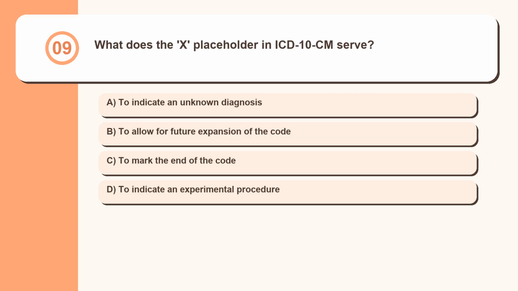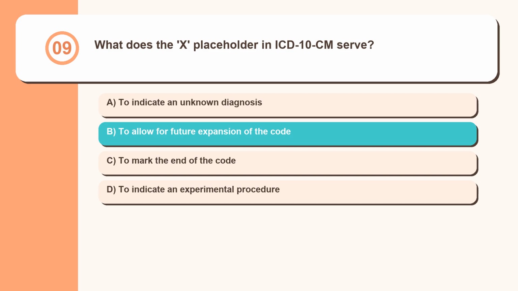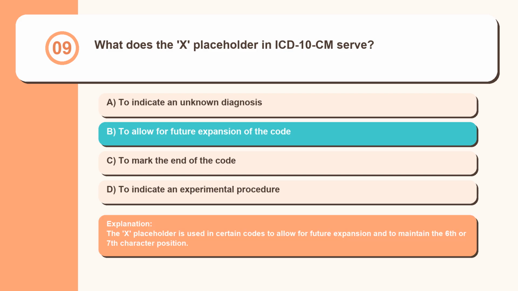Question 9. What does the X placeholder in ICD-10-CM serve? To indicate an unknown diagnosis, to allow for future expansion of the code, to mark the end of the code, to indicate an experimental procedure. The X placeholder is used in certain codes to allow for future expansion and to maintain the 6th or 7th character position.